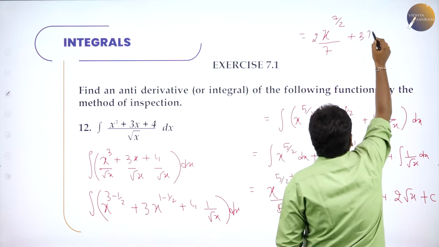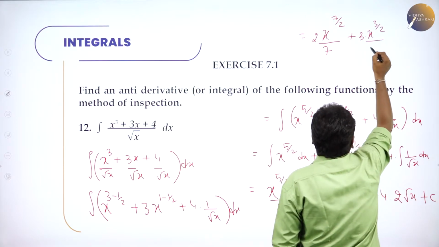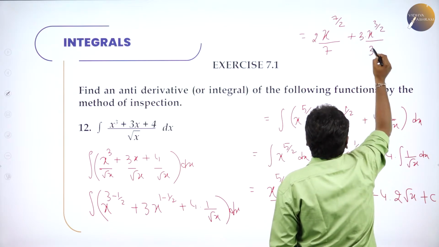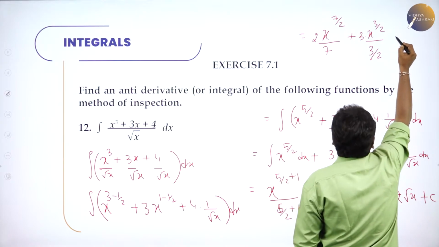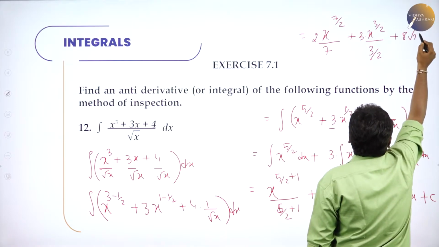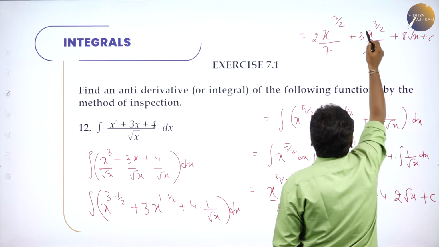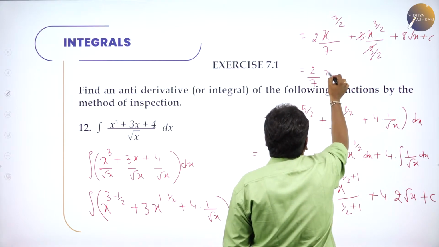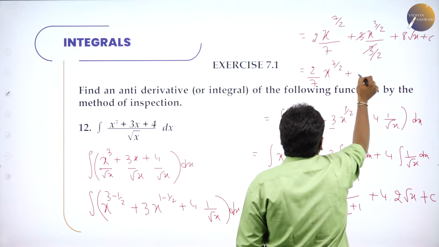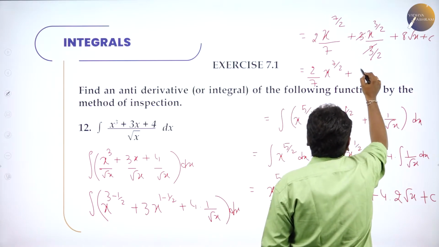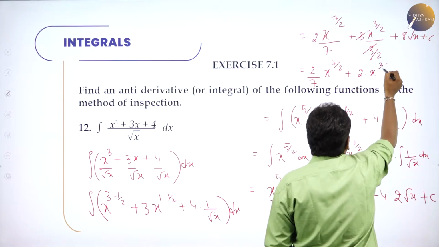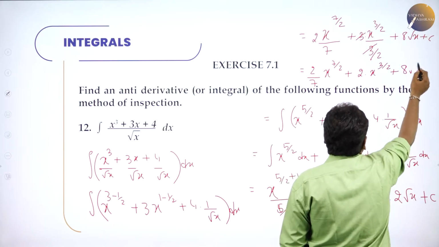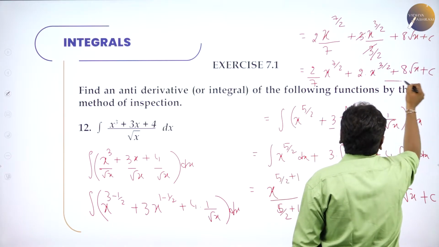Taking LCM, x power 3 by 2 divided by 3 by 2, plus 4 2s are 8 root x plus c. And this 3 and 3 cancels. 2 goes to numerator. Finally, you will be left with 2 by 7 x power 7 by 2 plus 2 goes to numerator, 2 into x power 3 by 2 plus 8 root x plus c is the final answer.